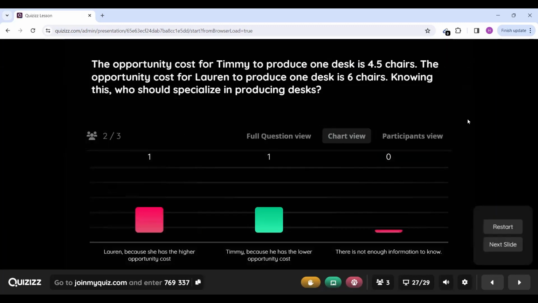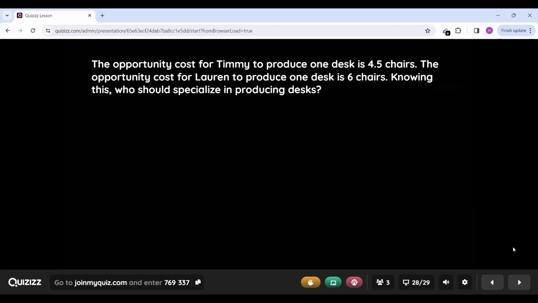So Timmy, because he has a lower opportunity cost. It takes him 4.5 chairs to produce one desk, while for Lauren, it takes 6 chairs to produce one desk. So it's a lower amount of chairs for Timmy. He only has to give up 4.5 chairs to make one desk, while Lauren has to give up 6 chairs to produce one desk. So it would be less given up for Timmy to produce one desk.